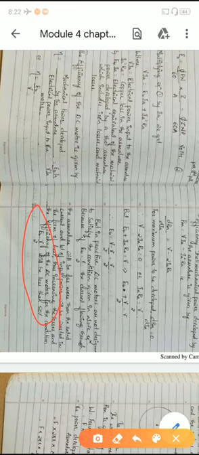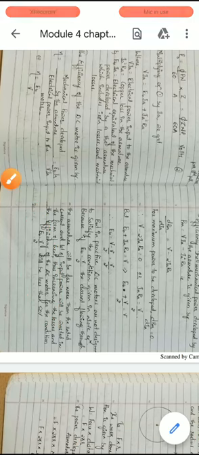50%. Right? So the remaining thing we will discuss in the next class.